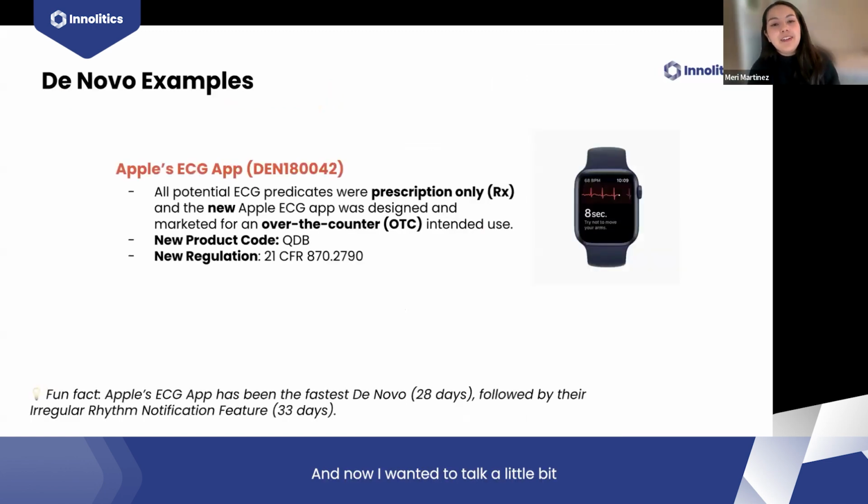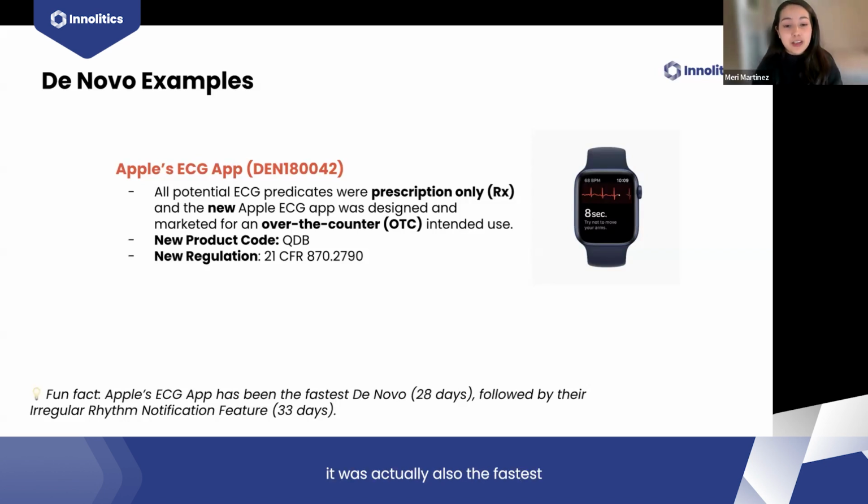Okay, and now I wanted to talk a little bit about a few de novo examples that I thought were interesting. This one was highlighted in the article, and it's Apple's ECG app. Before the Apple ECG, all the potential ECG devices were for prescription use only, and Apple's ECG app was the first one that was designed to be used over the counter. So no need to have a healthcare professional involved. This was the first of its kind. It created a new product code and a new regulation.